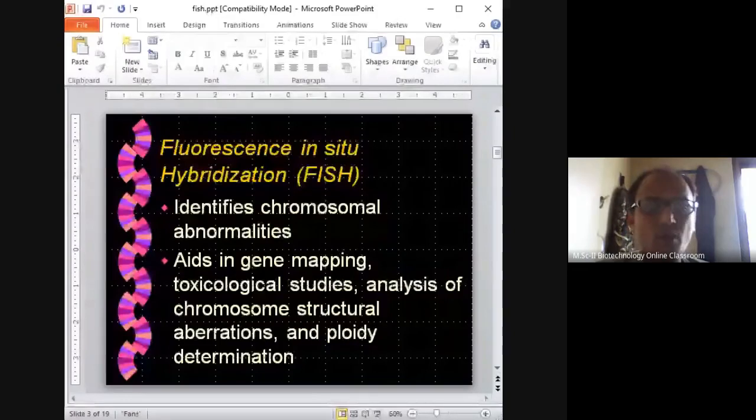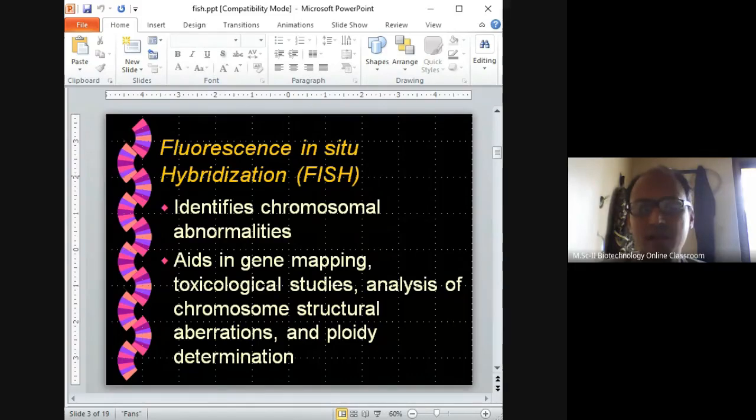It can be used in toxicological studies. Toxicological studies involve damage to the genetic material, that is the DNA present on the chromosome. The DNA damage can be analyzed with the help of fluorescence in situ hybridization. So indirectly, it will assess the impact of a toxic chemical or material on the genetic material, which is the DNA present on the chromosome.